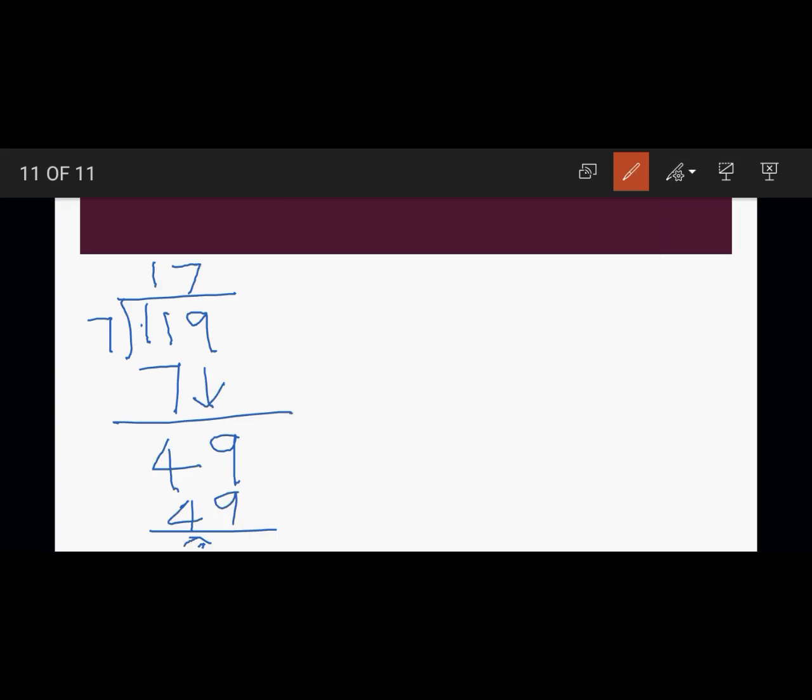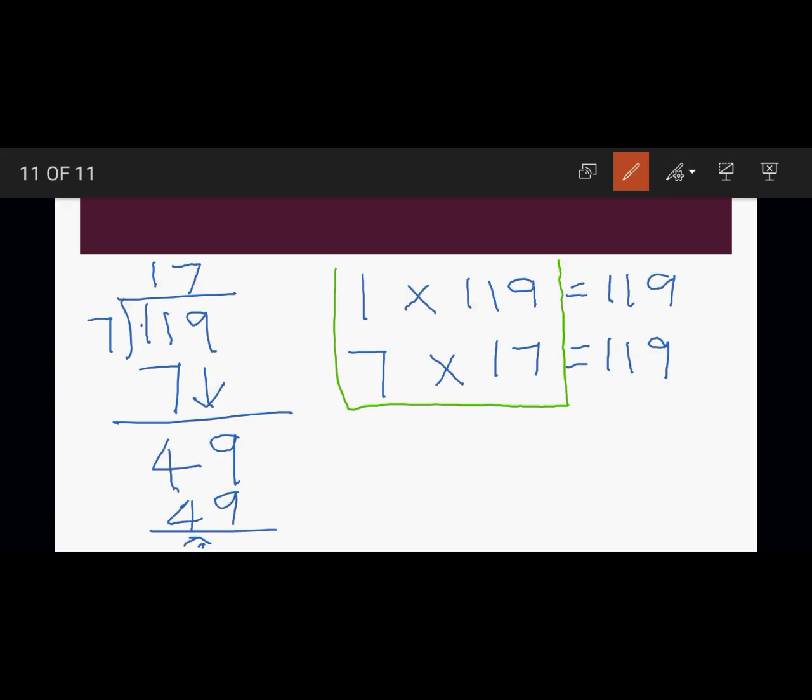Got it? So what are the factors for this number? 1 time 119 is 119. Ma'am, the factors are 1, 119, 7 and 17. Very good. Thank you, dear. All of you please make a note, write it down.